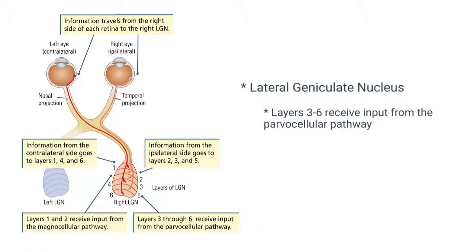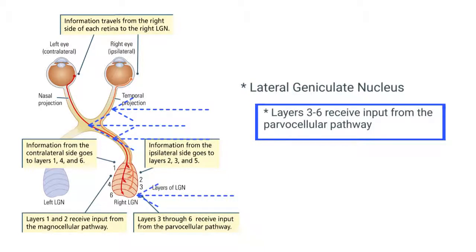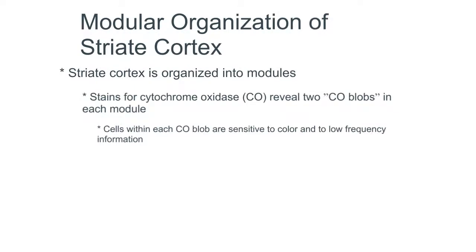Information from the retina travels through the optic nerve, the partial decussation at the optic chiasm, to the optic tract, where it synapses in the lateral geniculate nucleus of the thalamus. In this case, layers 3 through 6 are parvocellular. Moving from the lateral geniculate nucleus of the thalamus to the striate cortex, or area V1, primary visual cortex. The part of area V1 that's sensitive to color are the cytochrome oxidase blobs.